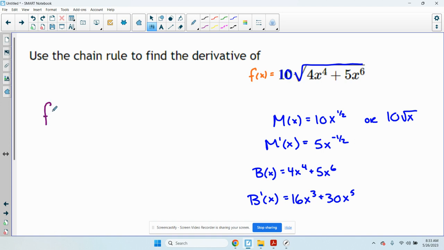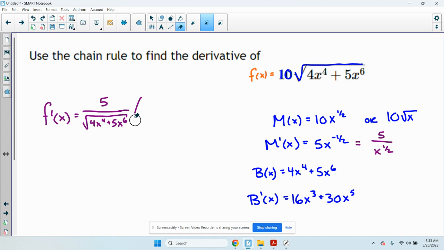F prime: differentiate the mom, but leave the baby inside. This is the same thing as 5 over x to the 1/2. So this is 5 over the square root of 4x to the 4th plus 5x to the 6th. Differentiated the mom, left the baby inside, multiply by the derivative of the baby, 16x to the 3rd plus 30x to the 5th.